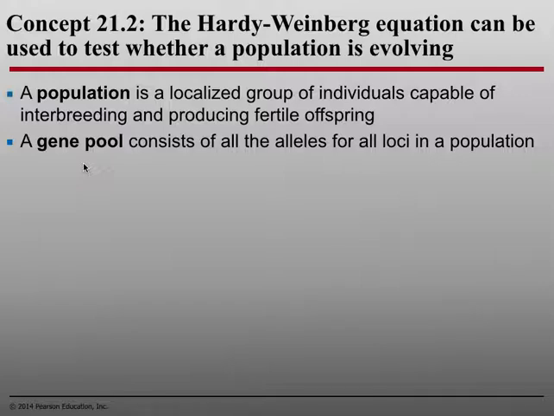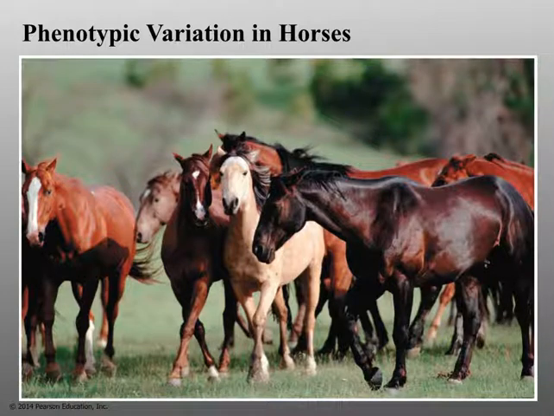A gene pool is all the alleles for the population. What it means by this, for all loci in a population, is that the population has different places on their chromosomes where the alleles are. So gene pool is all the alleles for that specific gene in a population.